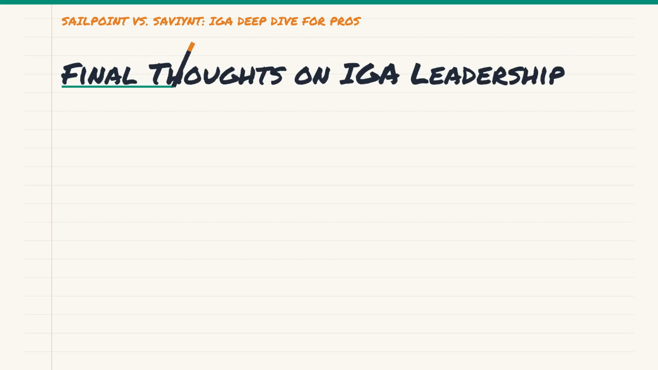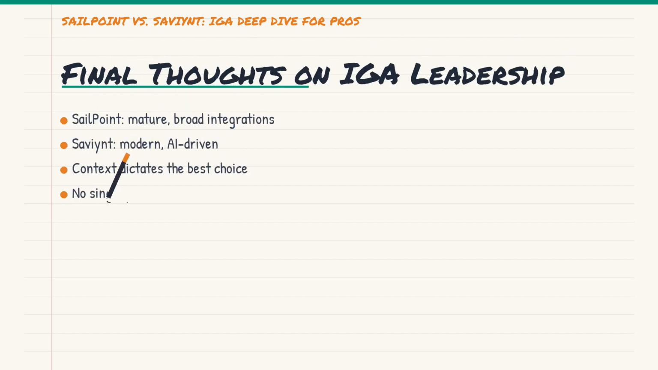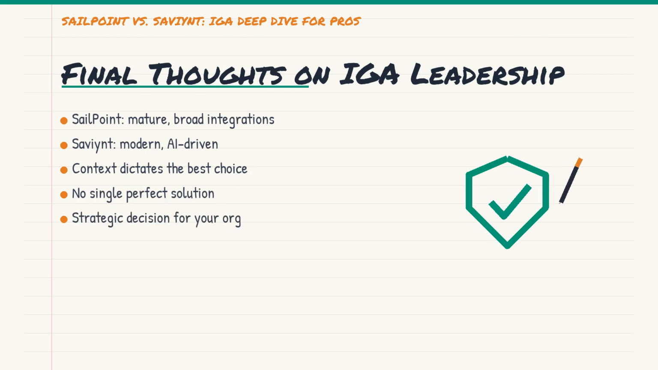Both SailPoint and Saviynt are powerhouses in the IGA space, each with their own philosophies and architectural strengths. SailPoint offers a mature, feature-rich platform with deep integrations, often favored by large, complex enterprises. Saviynt brings a modern, cloud-native, AI-driven approach, appealing to organizations looking for agility and integrated risk management. Ultimately, the best choice depends entirely on your organization's unique context, technical environment, and strategic goals. There's no one-size-fits-all answer, but hopefully, this deep dive gives you the insights to make a more informed decision.